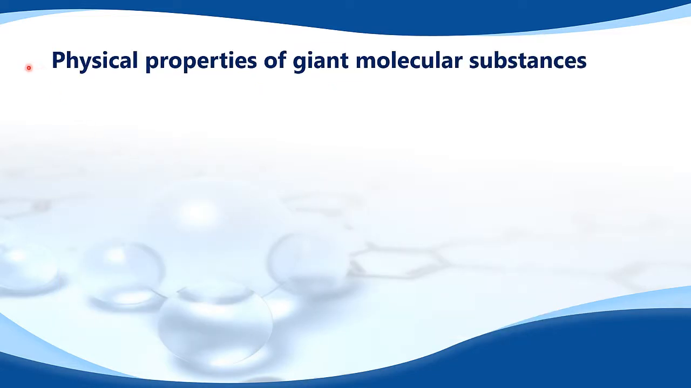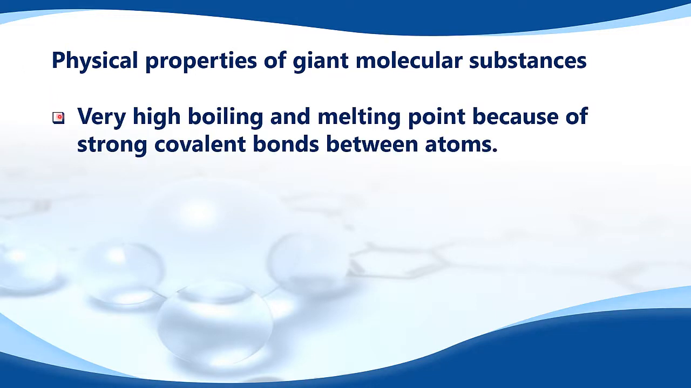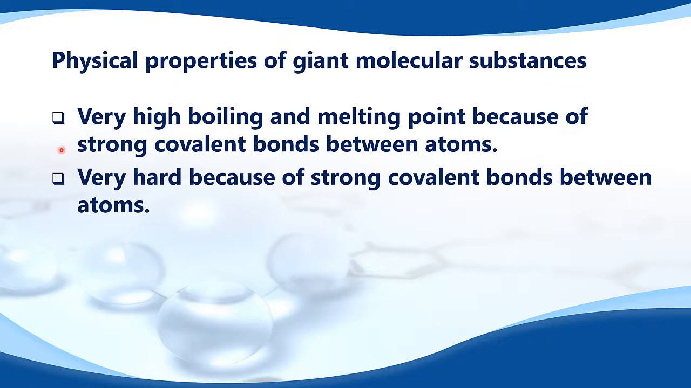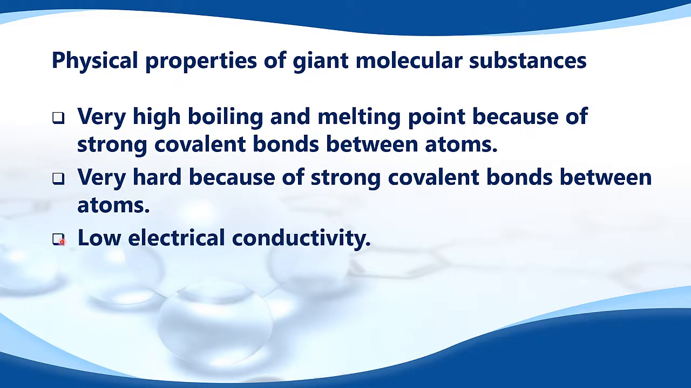So let's look at the physical properties of giant molecular substances. They have very high boiling and melting points because of the strong covalent bonds between atoms. They are very hard for the same reason, because of the strong covalent bonds between the atoms. They have low electrical conductivity, and they are insoluble in water.